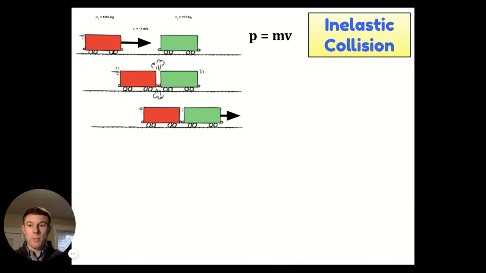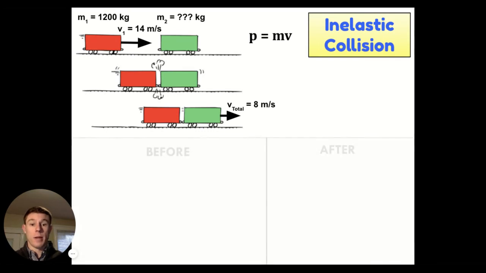However, in this problem, we know the mass of the red cart is 1,200 kilograms, and we know that it starts with a velocity of 14 meters per second. However, we do not know the mass of that green cart. So that's what we're going to need to solve for in this problem. Since we don't know that, we are given the total velocity at the end after they interlock together. That velocity is 8 meters per second.